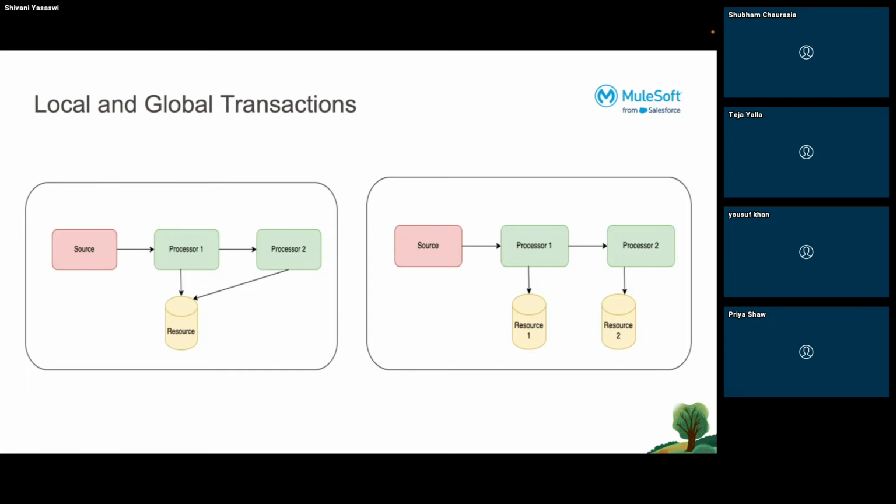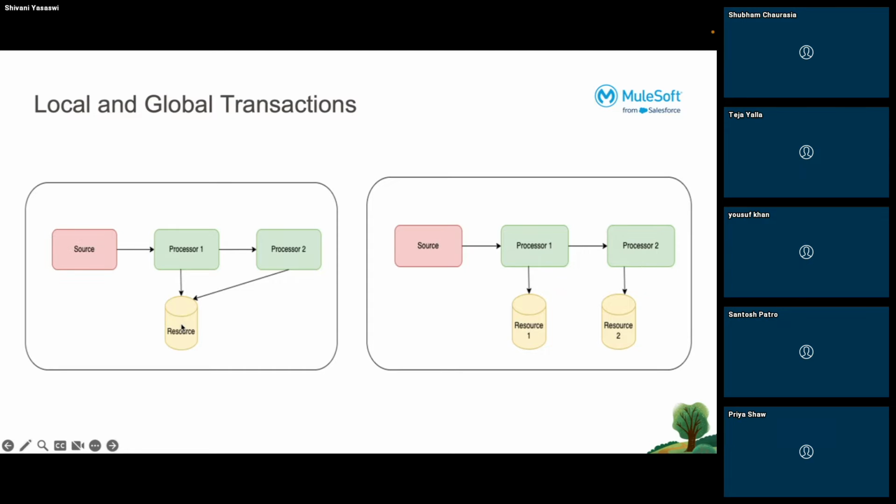Now, these event processors can interact with various external systems, right? Let's say in this case, there is an event processor, and this processor is interacting with an external system. Let's say it is a database, right? So in case your event processors in the flow are referring to a single resource, in that case we call it a local transaction, where your functionality is spanning across one resource.